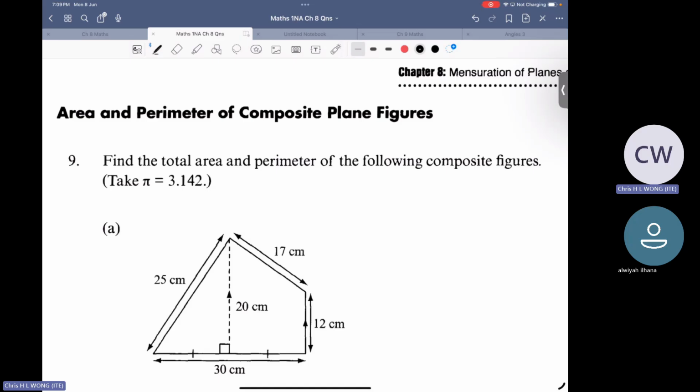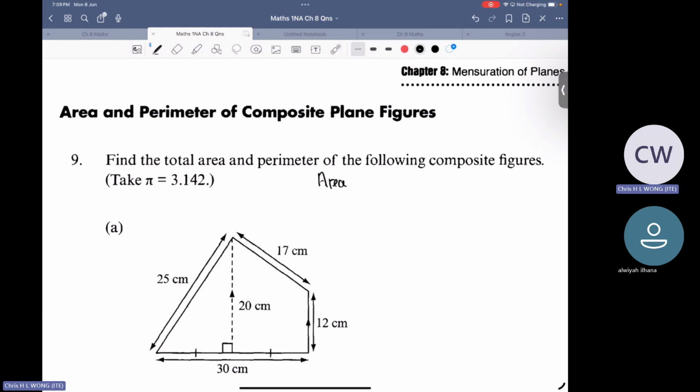Now, how do you find this figure? I cannot possibly find the total area of the whole composite figure because it is not a trapezium by itself. So I'm going to separate them. I'm going to find the area of the triangle first, area of the trapezium, and then add them together. That would be easier. So I'll start with area of triangle. Area of triangle equals to formula, please. Half base times height. Very good.